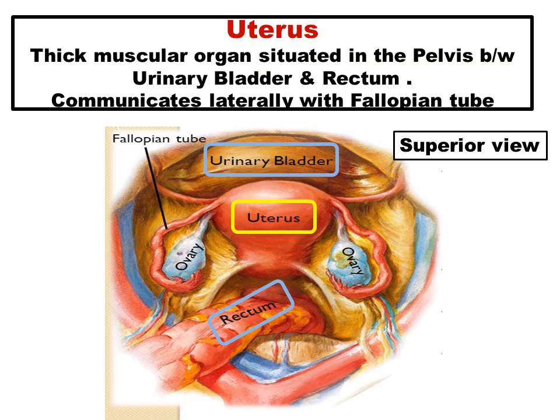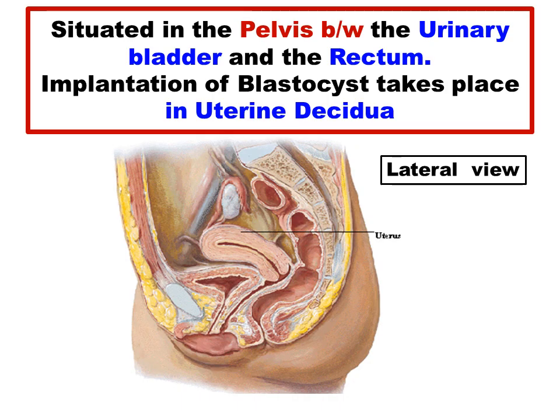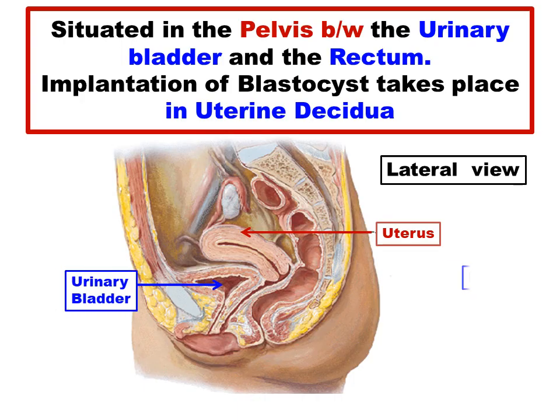This is a superior view of the uterus and it communicates laterally with the fallopian tubes. And this is a lateral view of the pelvis showing the uterus. So, uterus is situated in the pelvis between the urinary bladder and the rectum. It is an important situation, so it is important for implantation of the blastocyst, which takes place in the uterine lining or uterine endometrium.